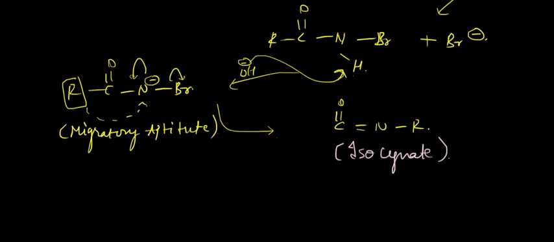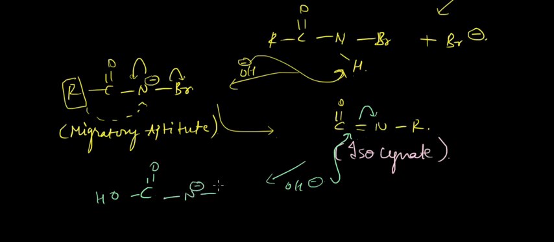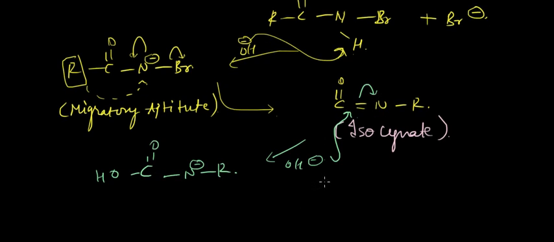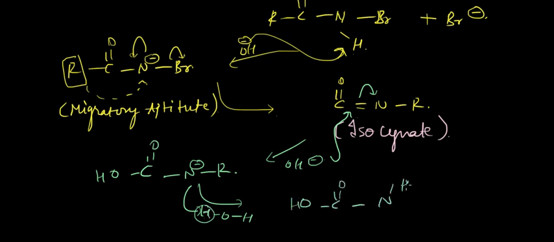Now next, we have the basic medium in place. So it will attack this carbon atom and we'll get something like OH here, and this N will take back its electron and R would be there. Next, this N minus would attack a water molecule to capture the H atom from it, and we'll get something like OH, C double bond O, NH and R.